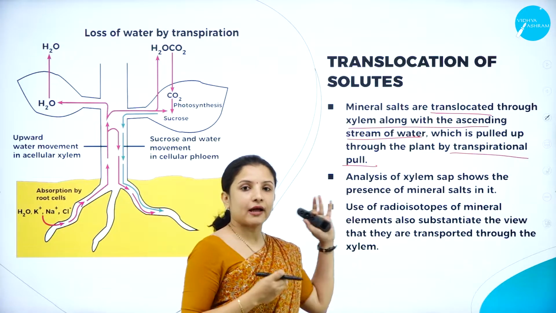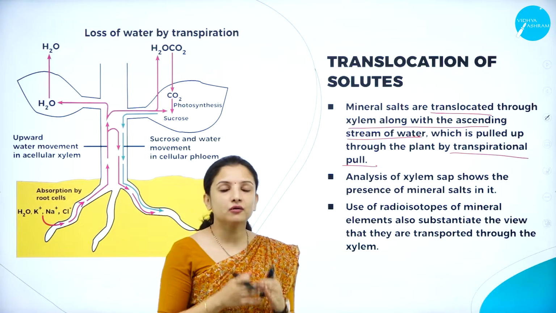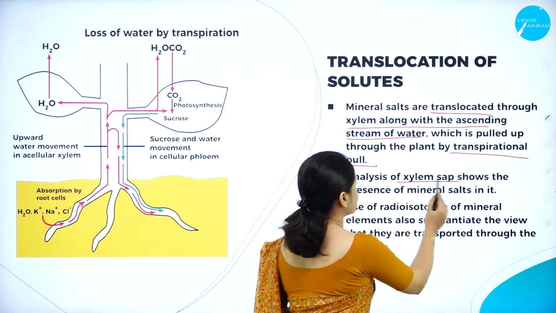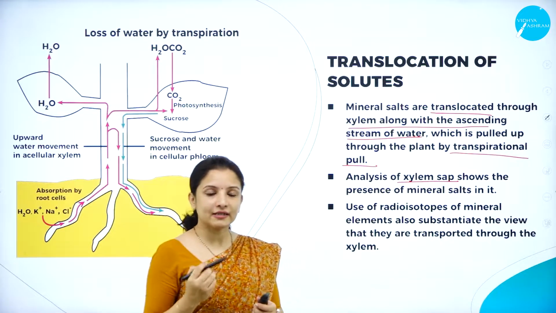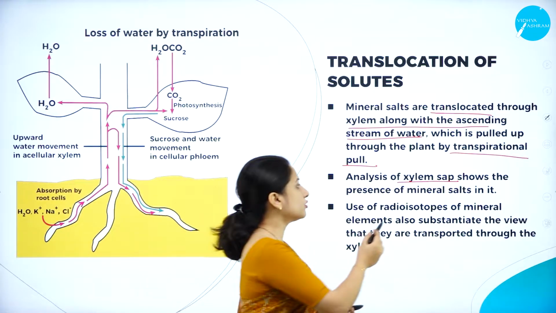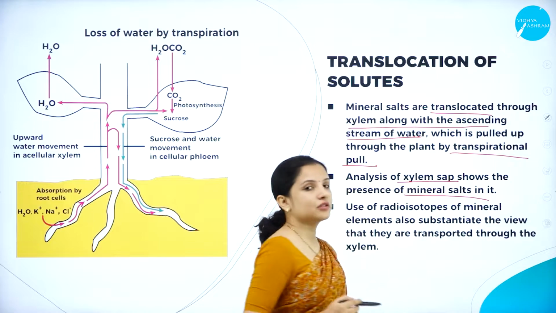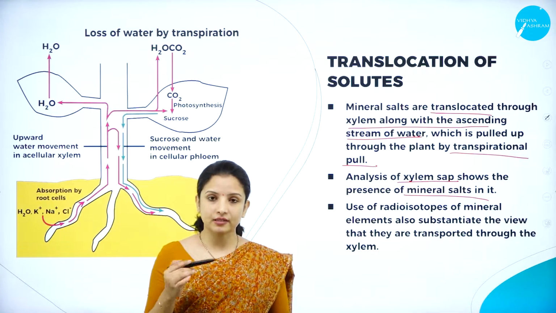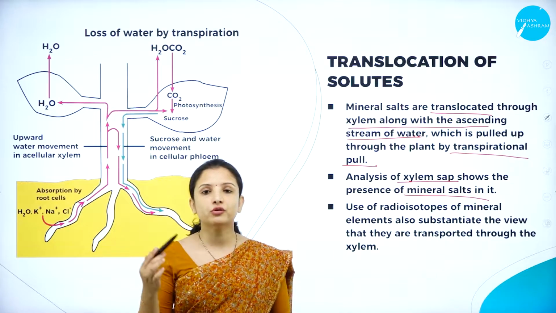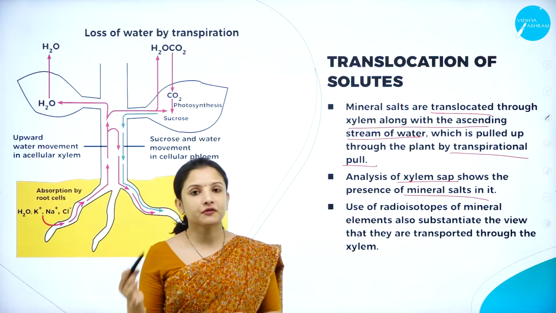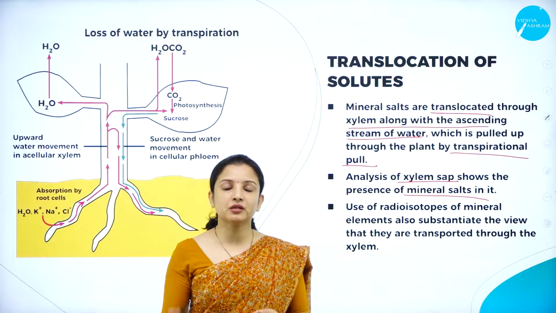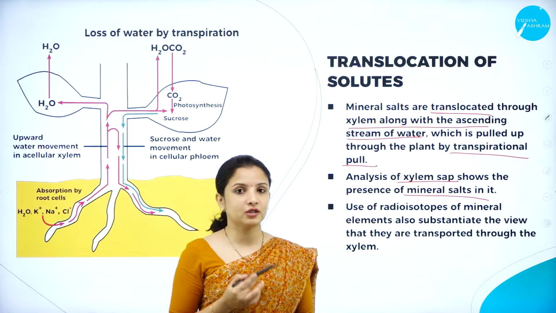To prove that these mineral ions also travel through the xylem, scientists analyzed the xylem sap and found that along with the water, various mineral salts were also dissolved in it. So we understand that along with the transport of water, the solute also gets transferred to different parts of the plant body through the xylem, and the solute is nothing but the mineral salts dissolved in the water.